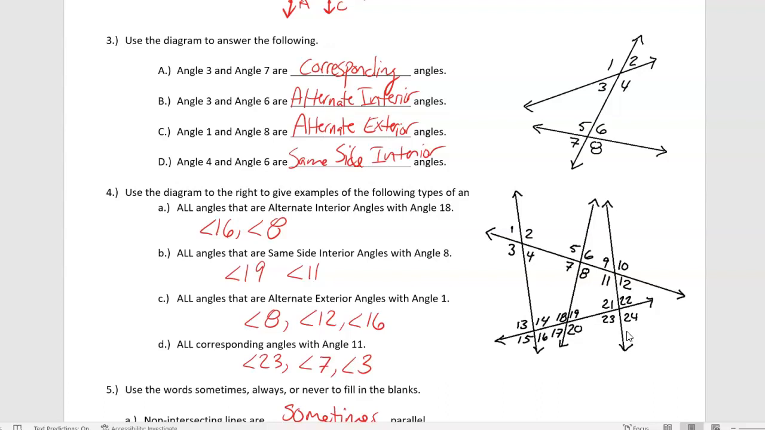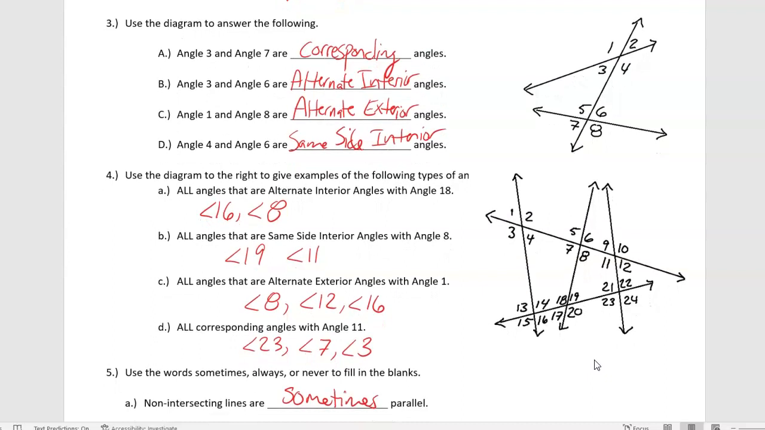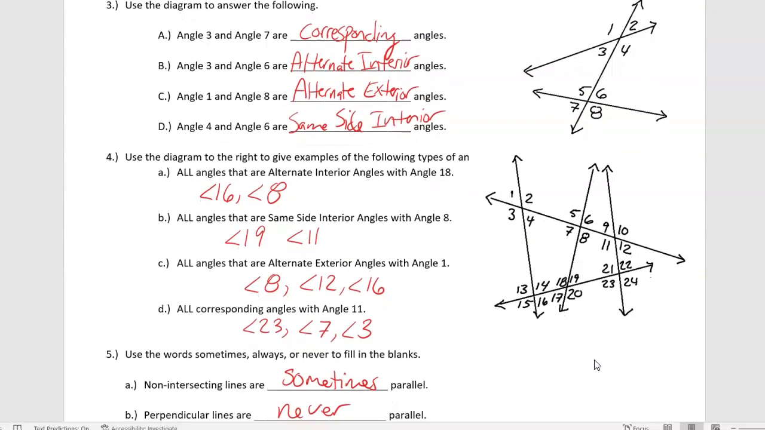Next, all angles that are same side interior angles with angle 8. Angle 8 and angle 11 would be same side interior, and 8 and 19 would be same side interior. The next one, alternate exterior angles with angle 1. Alternate exterior angles with angle 1, that would be 1 and 8, those two lines and a transversal, and then 1 and 12 and 1 and 16.